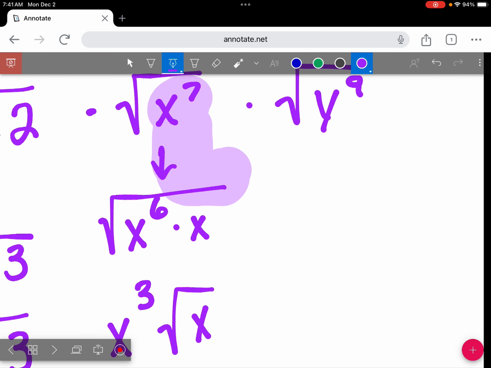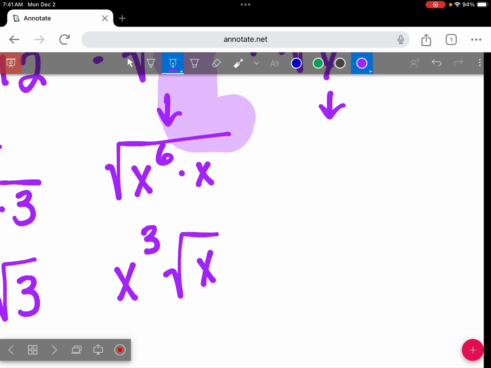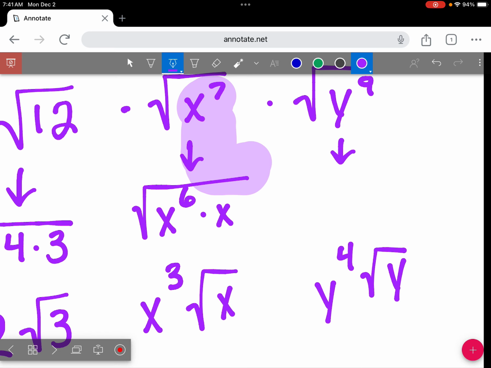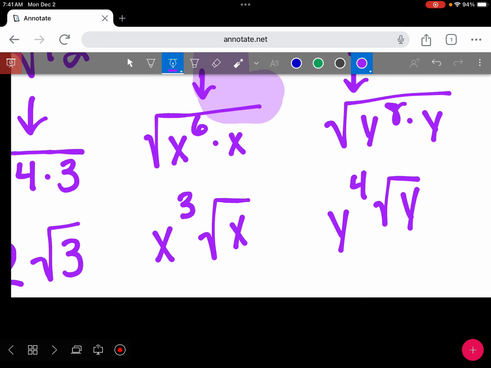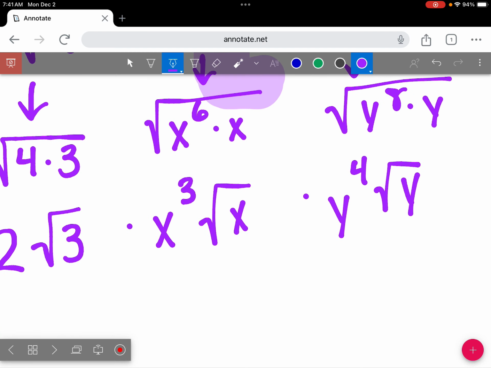What about for our y to the 9th? Yep, y to the 4th square root of y. Because we could split up our y to the 9th to be y to the 8th times y, because that gives me something that's square rootable. Square root of y to the 8th is y to the 4th, and we have a leftover y. But this is a messy looking statement down here.